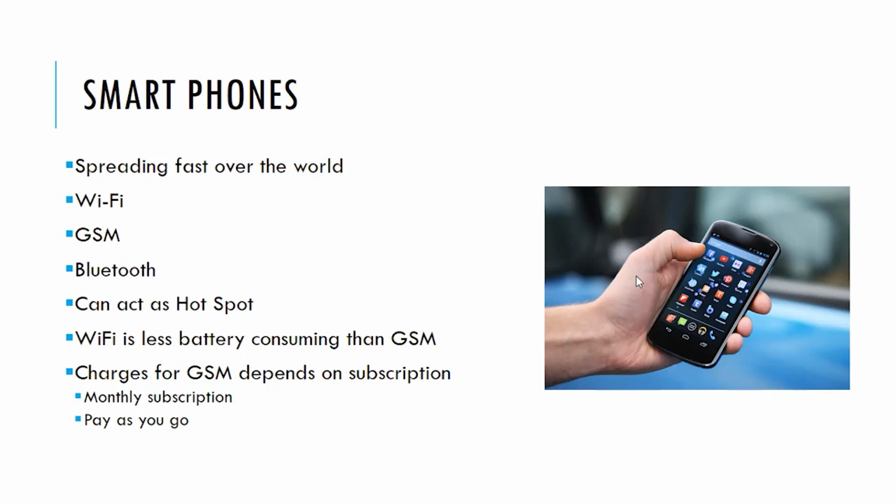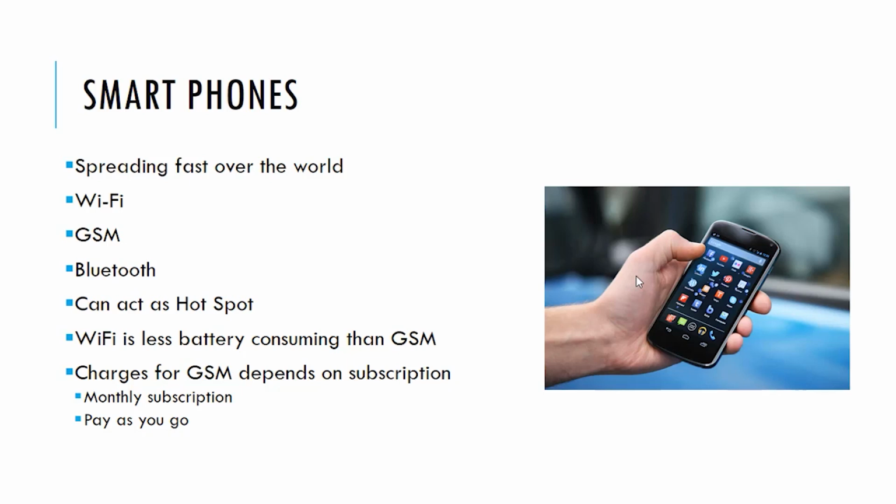It can be connected to the internet through Wi-Fi. It can be connected through the GSM network. It can be connected to other mobile devices through Bluetooth. It can also act as a hotspot that can connect other devices through it to the internet. It can act as the access point for other devices to the internet, and this access point can connect them through the GSM network. Wi-Fi is less battery consuming than GSM in smartphones.